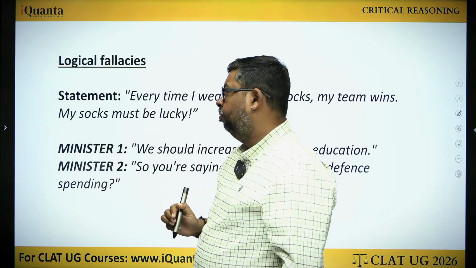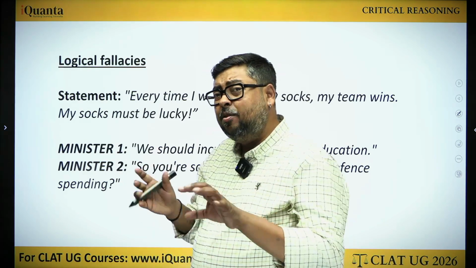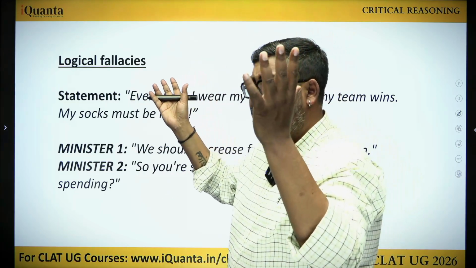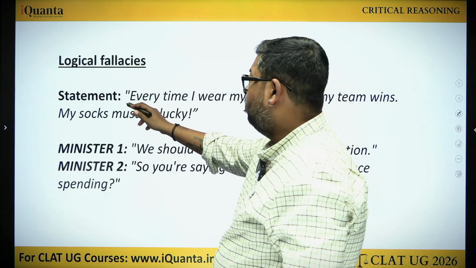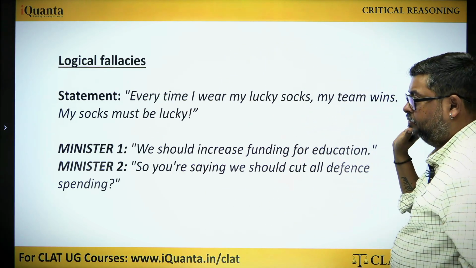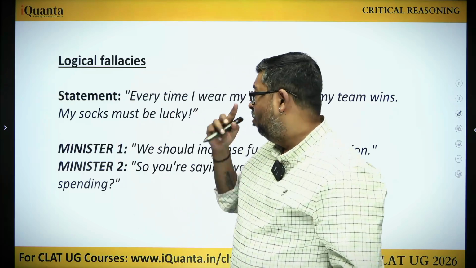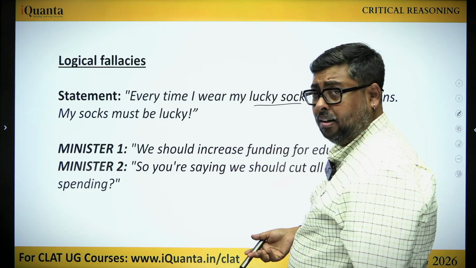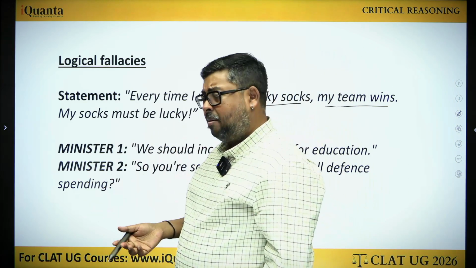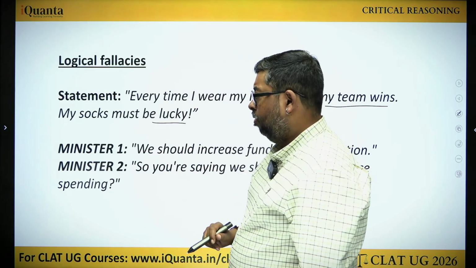Logical fallacies. As I said, some kind of flaw should be there. Two statements are given across. I'll just give you seconds to read it with me and just think of whatever is coming to your mind, right? Statement one: every time I wear my lucky socks, my team wins. My socks must be lucky, fine. Why? Because I wear my lucky socks, I call them lucky socks, and my team wins. So the deduction I'm coming across to is that my socks must be lucky, okay? What about the second one?